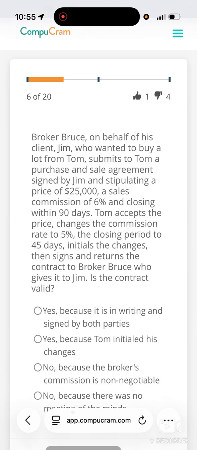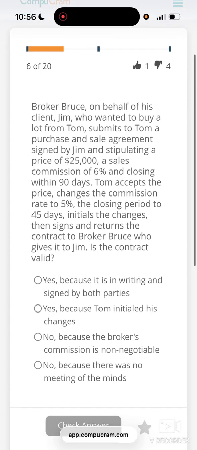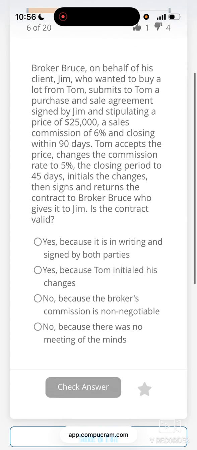Broker Bruce, on behalf of his client Jim, who wanted to buy a lot from Tom, submits to Tom a purchase and sales agreement signed by Jim and stipulating a price of $25,000, a sales commission of 6%, and closing within 90 days. Tom accepts the price, changes the commission rates to 5%, the closing period to 45 days, initials the changes, then signs and returns the contract to broker Bruce, who gives it to Jim. Is the contract valid? Yes, because it is in writing and signed by both parties. Yes, because Tom initialed his changes. No, because the broker's commission is non-negotiable.